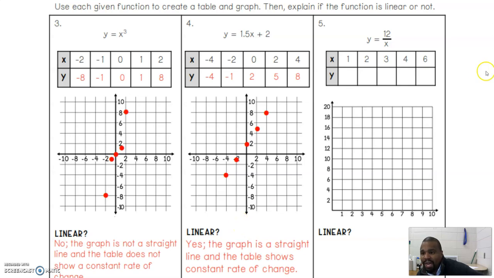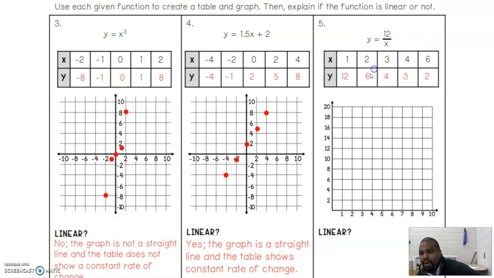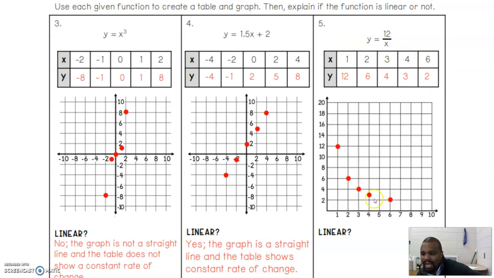All right, now let's look at number 5. 12 divided by x. So we substitute x for each number, and when we do that, we'll get this. These are our ordered pairs here with our table. And if we were to plot this, it'll look something like that.